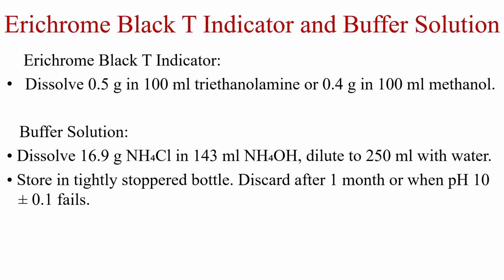So we are making use of eriochrome black T indicator. You have to dissolve 0.5 gram in 100 ml triethanolamine or 0.4 gram in 100 ml methanol. Either way, you can have the eriochrome black T indicator. This is blue in color.